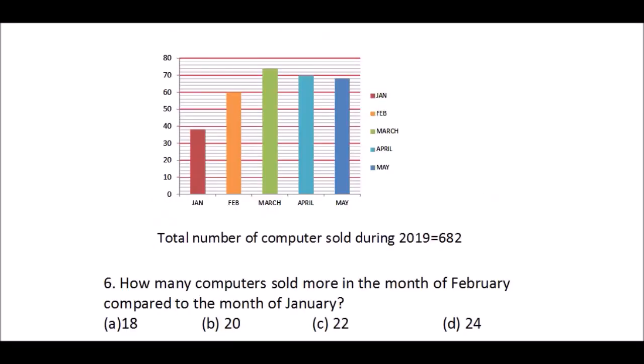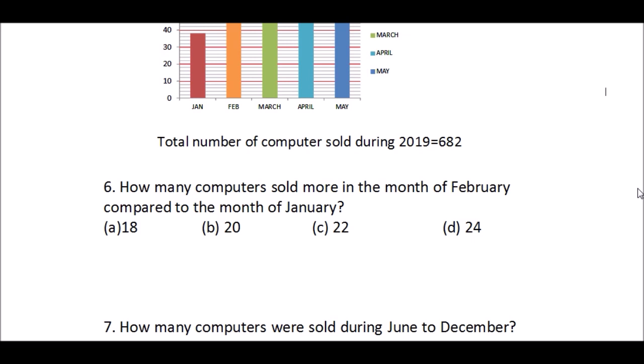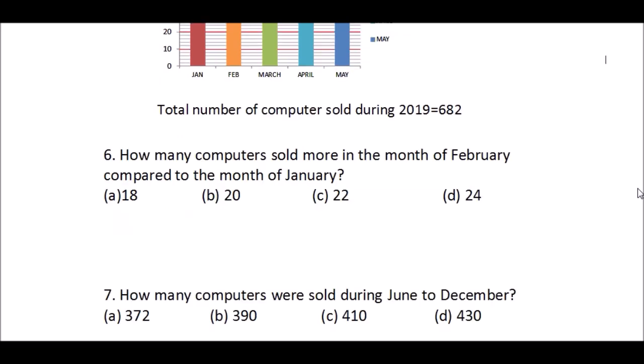Total number of computers sold during the year 2019 is 682. How many computers were sold more in the month of February compared to the month of January? This is the first question. You can see from the chart that in February the total number of computers sold is 60 and in January is 38. Therefore, 60 minus 38 is equal to 22, and option C is the correct option.